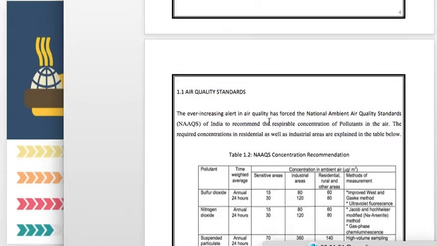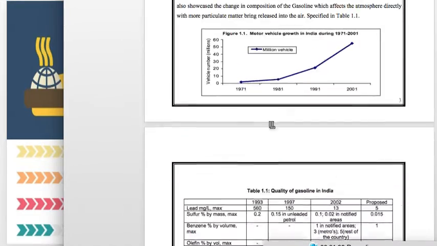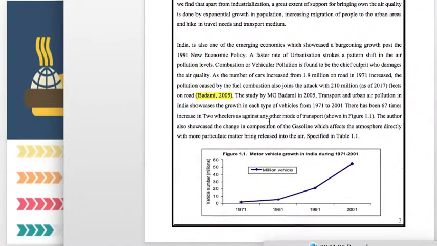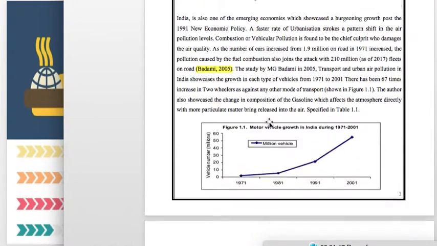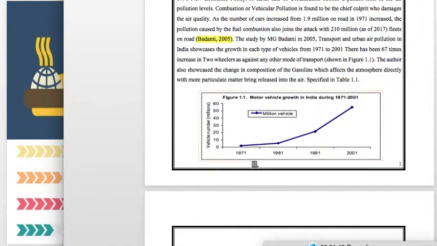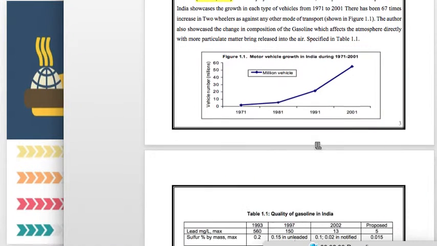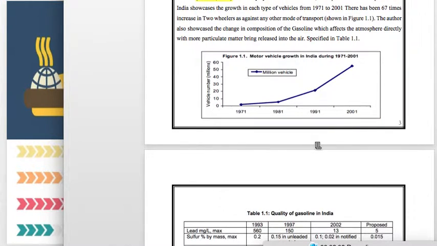Going through the report, we've added the reason why the pollution has been increasing in the Asian countries as we have been moving from emerging market to a developing market. As India moved into a developing market, people started having better standards of living. You would see an exponential growth in the number of cars being bought. From 1971 to 2000, based on a study done by Badami in 2005, the numbers tripled or even went exponentially high.